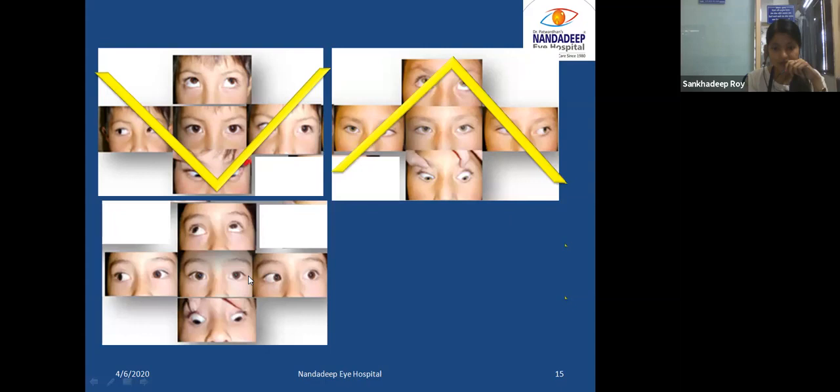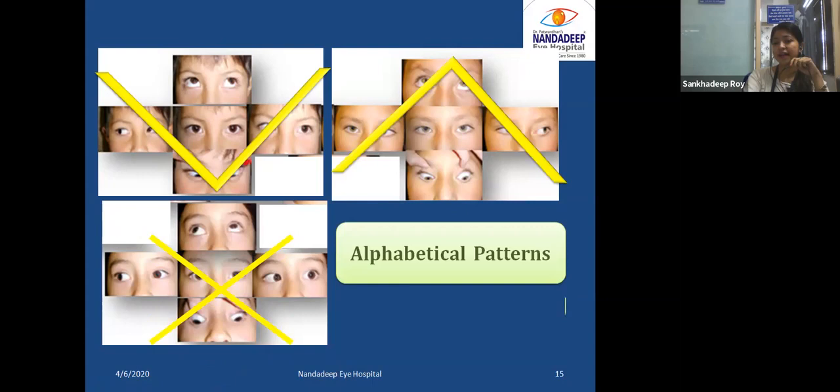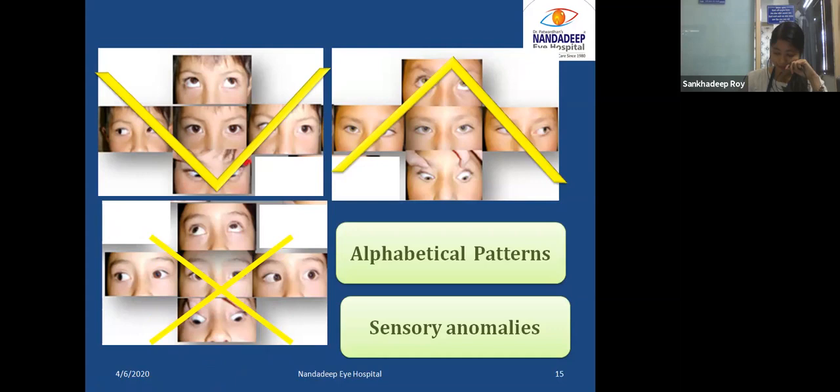In DRS, when we are talking about the pattern of strabismus, V pattern is more common. Okay. This is called alphabetical pattern. So we can also note alphabetical pattern in DRS. Apart from that, we have the sensory anomalies. If somebody has any kind of motor problem or a sensory problem, like double vision, blurring of vision, head posture, this all comes under the sensory anomalies. Clear?